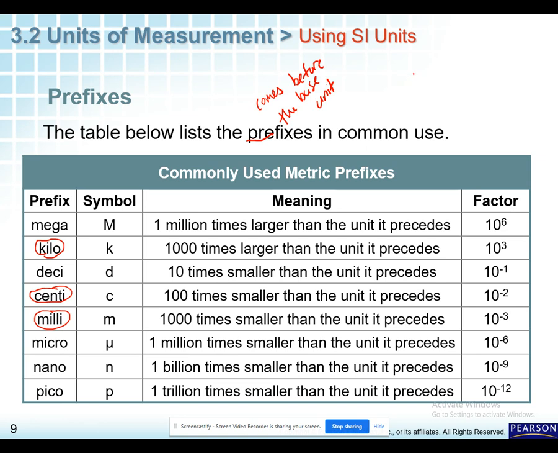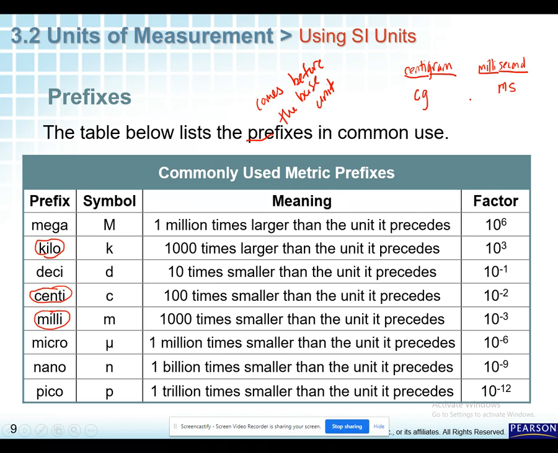So if we say centigram, notice that our base unit is gram, our prefix is centi. So we use the symbol for centi, which is c, and the symbol for gram, which is g. So cg is centigram. If we do millisecond, again, our base unit is second, so s. Our prefix is milli, so we have to put ms, millisecond.